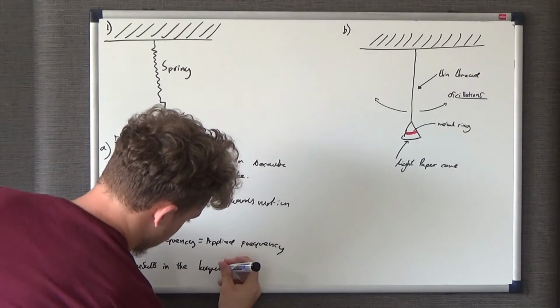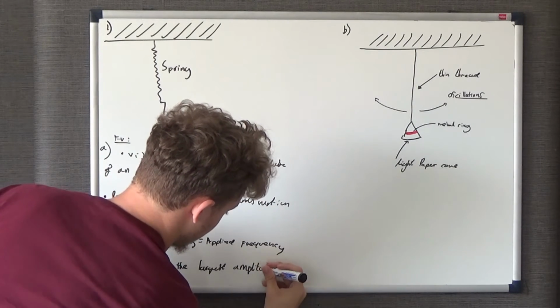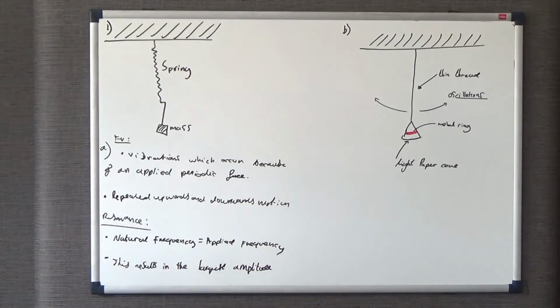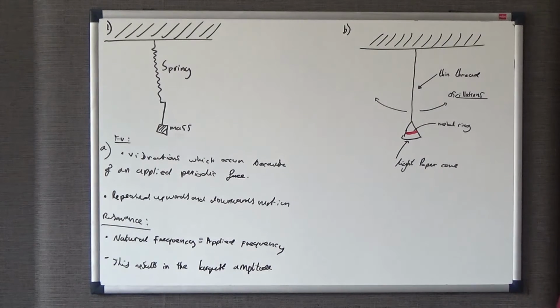Largest amplitude for the system. I just put largest amplitude again because I'm lazy and because I can do whatever I want. Okay, so that's force, vibrations, and resonances. Now that's 4 marks. That's half the marks of the question already there.